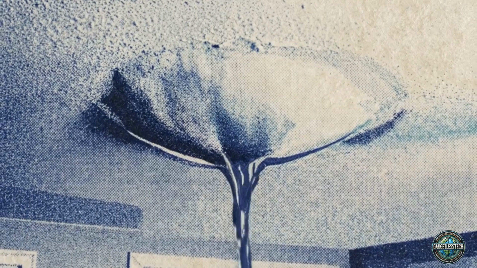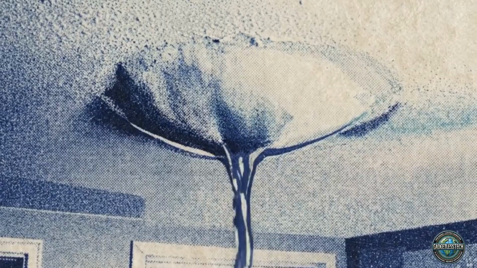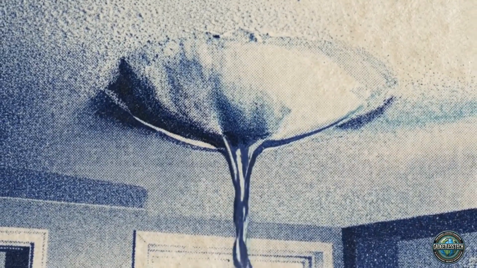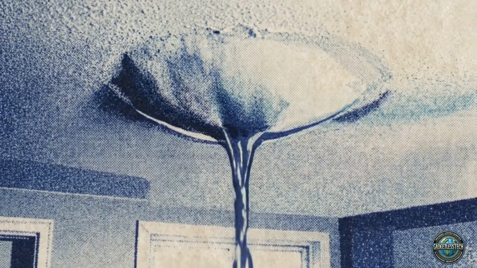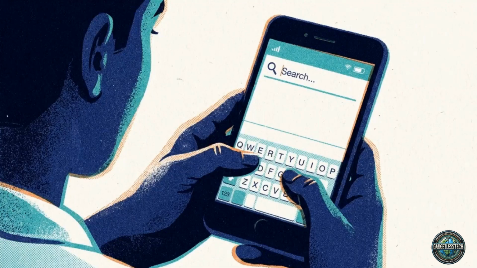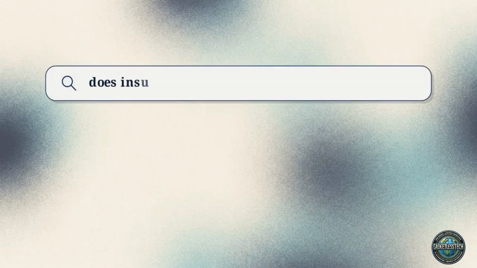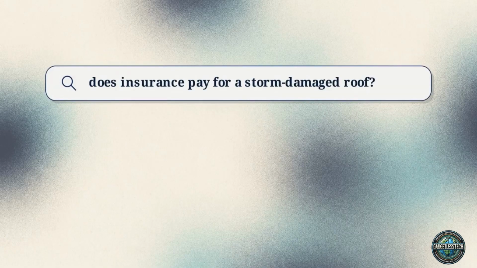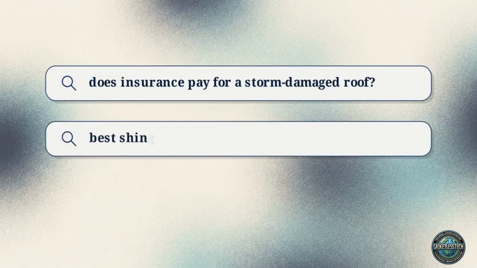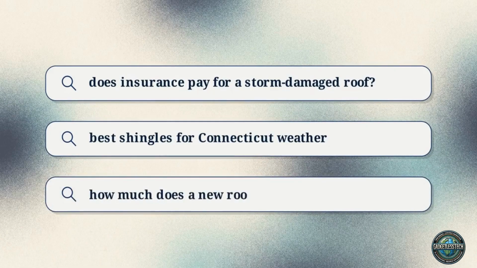When a homeowner has water dripping through their ceiling, they rarely type generic industry terms into their phone. They search based on their specific problem, their material, and their budget. They ask Google things like, "Does insurance pay for a storm-damaged roof?" Or "Best shingles for Connecticut weather?" Or "How much does a new roof cost?"